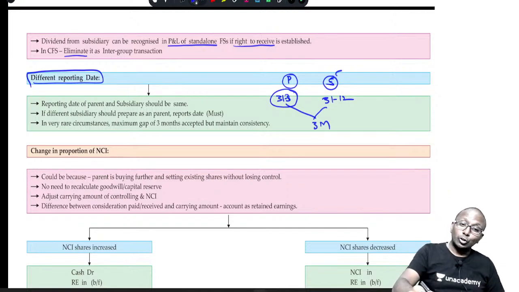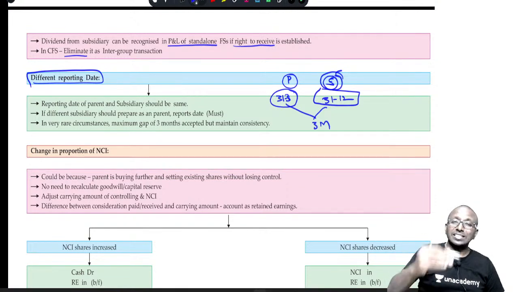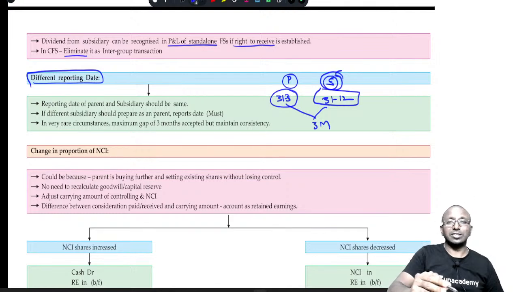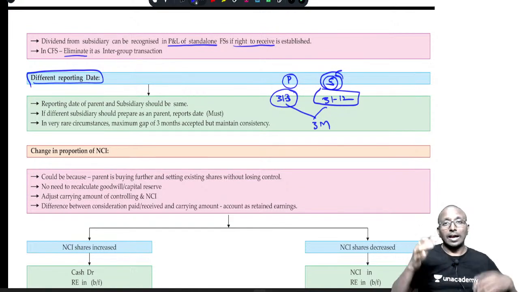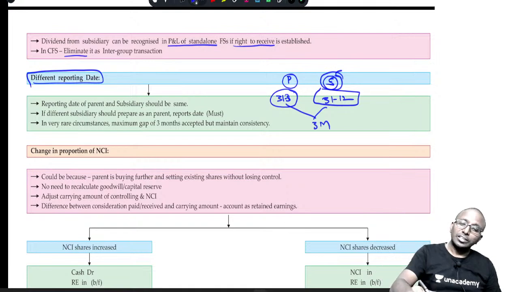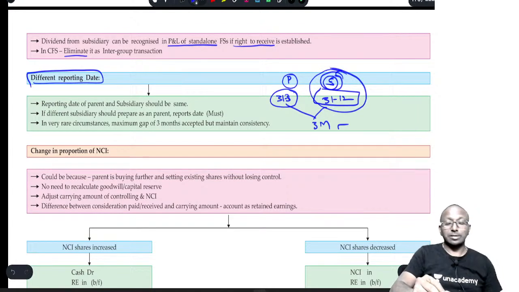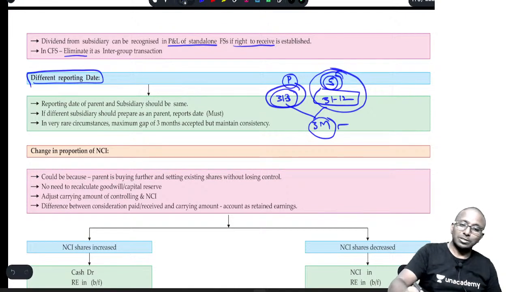Due to some unforeseen reasons, it may be a small company where the financial impact is nothing, or it is impracticable to prepare such financial statements, or the benefit of preparation is this much and the cost will be this much. Under that circumstance, it is accepted. We will take the subsidiary financial statements as on 31st December only, and consolidate with 31st March. But for that 3 months gap, what is needed?